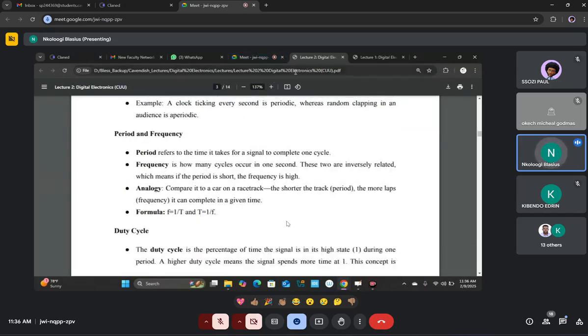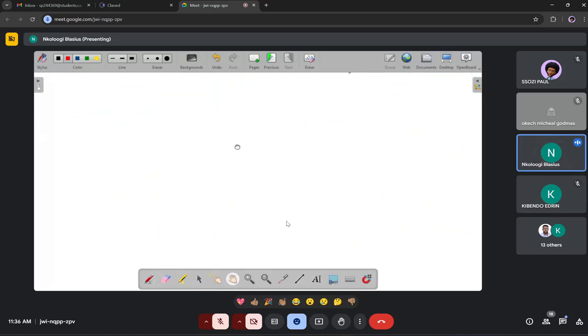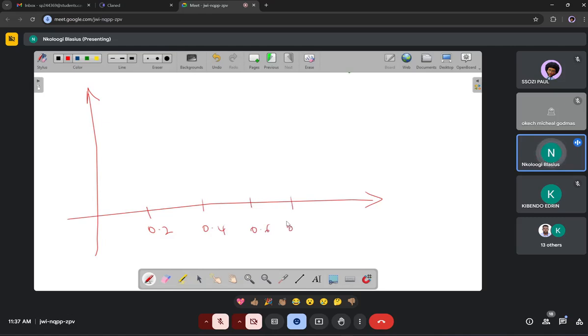Then this brings us to other concepts like period and frequency. Let me start with frequency. So I'll say this is 0.2, 0.4, 0.6, 0.8, and 1.0. This is time in seconds, and let me call this amplitude, amplitude in terms of voltage.